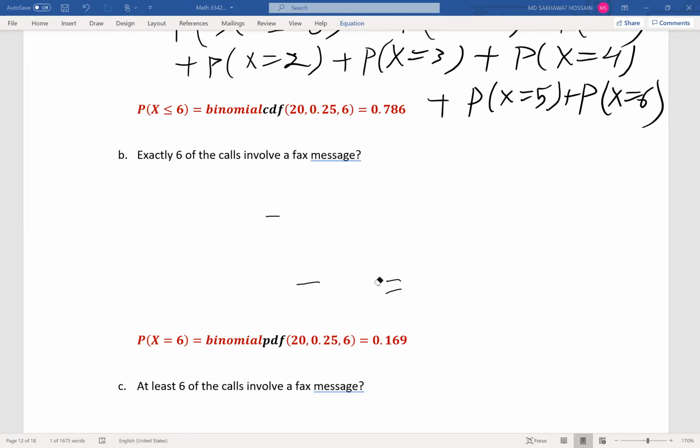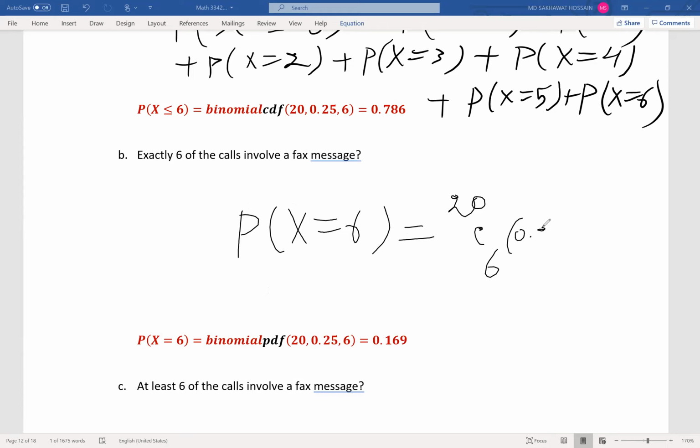Any question? Okay, so here we want to find the probability X is equal to 6. Or you can also write the formula. This is 20 choose 6, but you do not need to because you will be using the calculator, so you do not need to write all of this. And the power of X is 6, times 1 minus 0.25, and the power is 20 minus 6.